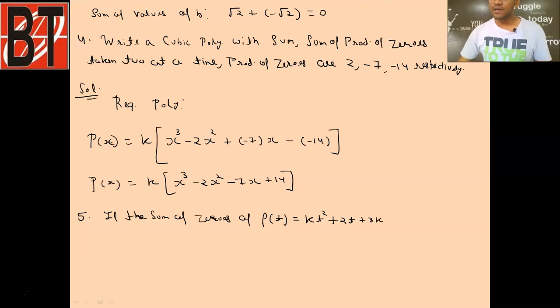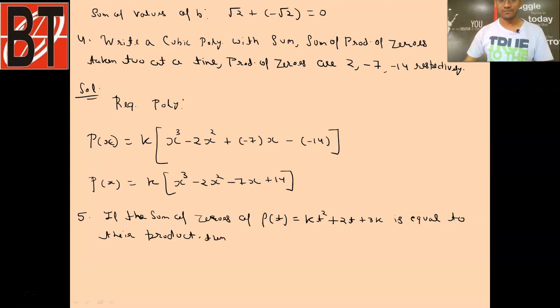Okay, if the sum of zeros of f of t is equal to their product, meaning the sum of zeros is equal to the product of zeros, then find the value of k. Now students, it's very simple for you, because this is a quadratic polynomial and we are given the sum of zeros as equal to the product of zeros.